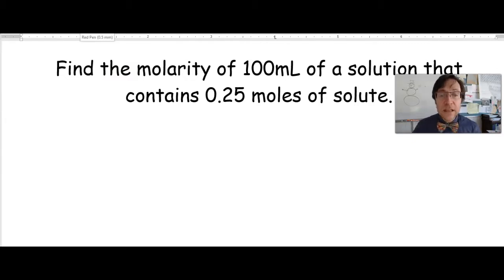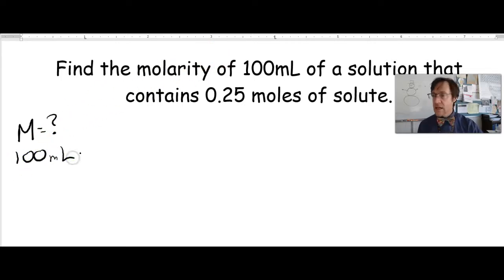Okay. Find the molarity. I think I know what equation we're going to use. Of a 100 ml solution that contains 0.25 moles of solute. Okay, as always, we're going to take a word problem and write out the variables first. So if it says find the molarity, there it is. There's my M for molarity, and it's got a question mark. Of 100 milliliters, I've got 100 milliliters of the solution and 0.25 moles.